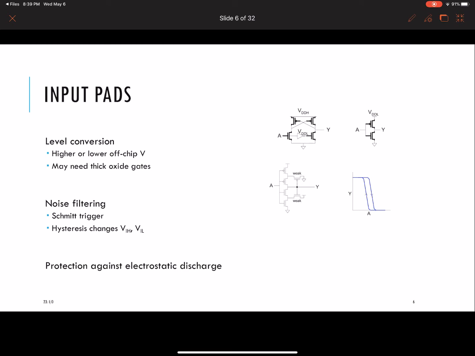Input pads are a little bit different. So you'd have a piece of metal and the input. One of the things you need to do is maybe do a level conversion. Maybe you have a 1.8 volt swing here, and you need a 1.2 volt inside, or maybe you've got similar 1.8 volts, and you've got some 3.3 volt levels. So you do need to do a level conversion.